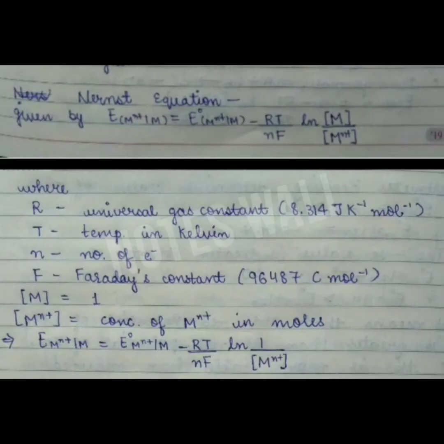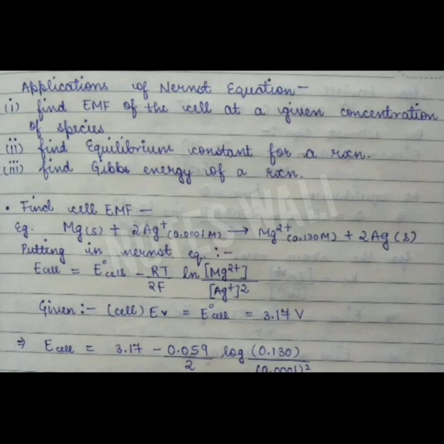The next topic is very important, that is the Nernst equation. It is very helpful in calculating the cell potential. The Nernst equation can be used to find the equilibrium constant or Gibbs energy for a particular reaction and the EMF of the cell at a given concentration.